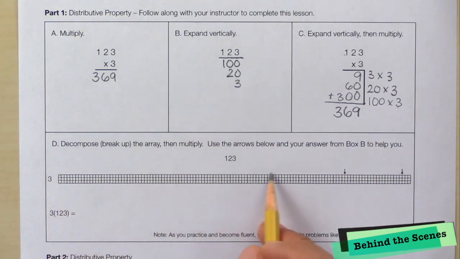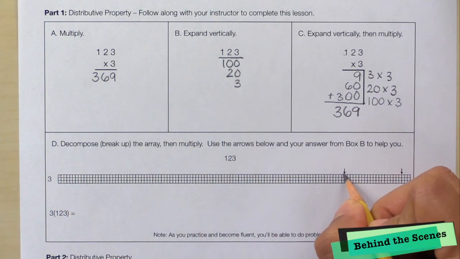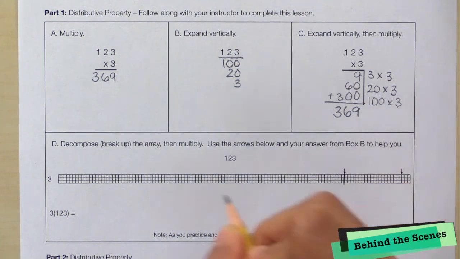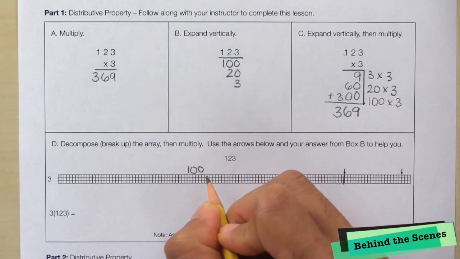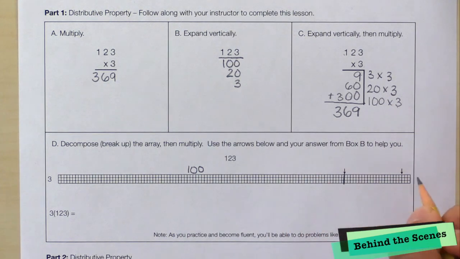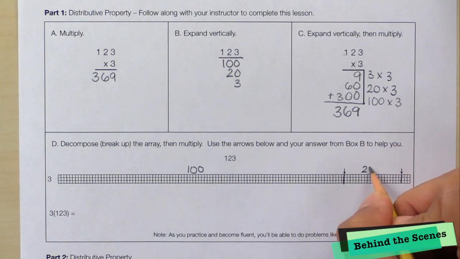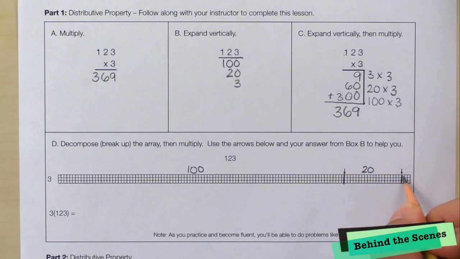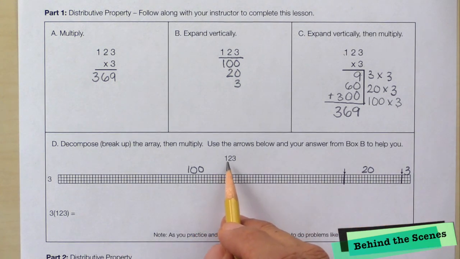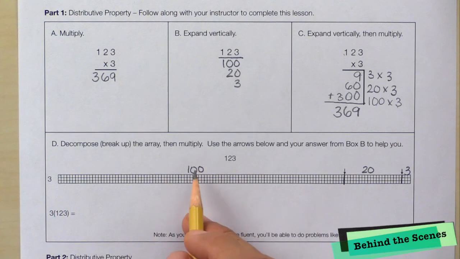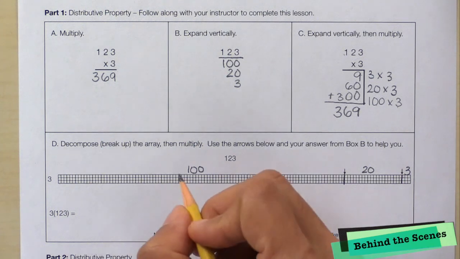So from here to here, we have 100 columns. Draw a line right where you see the arrow, and write down 100. Next, from here to here, we have 20 columns. So draw a line and write down 20. And finally, from here to the end, we have 1, 2, 3 columns. So write it down. Here's 123. Now let's multiply.